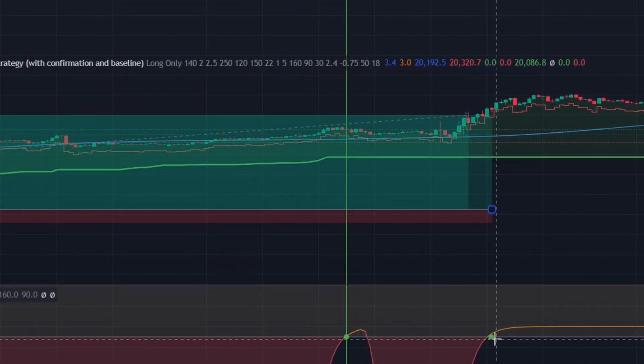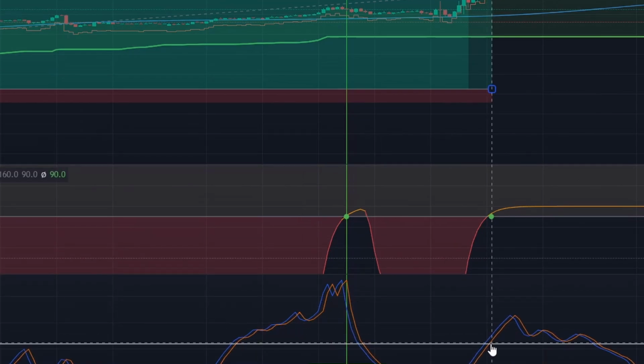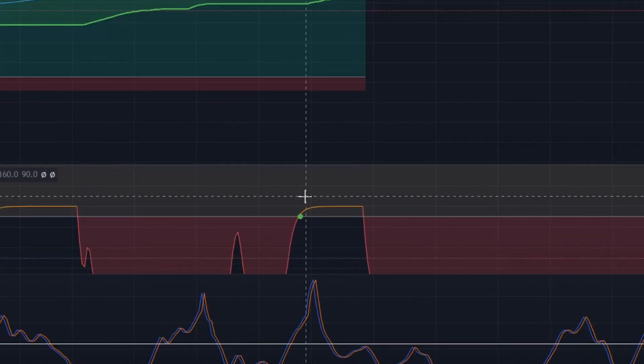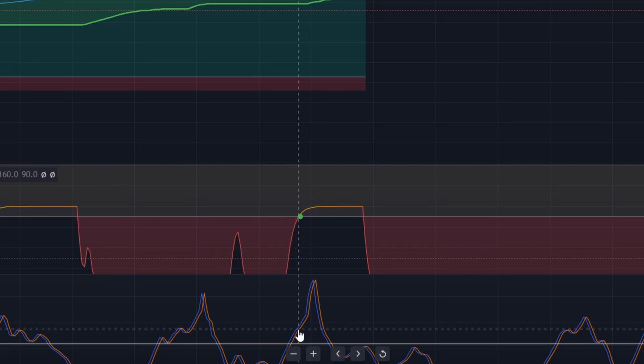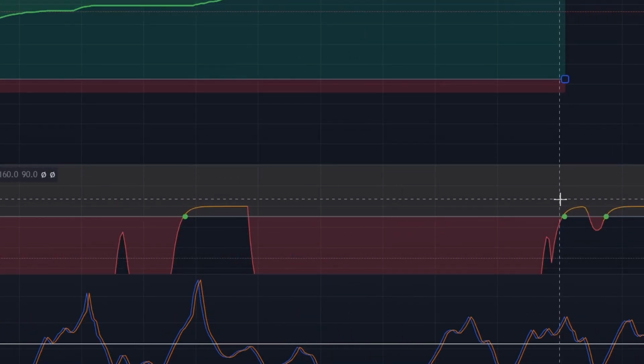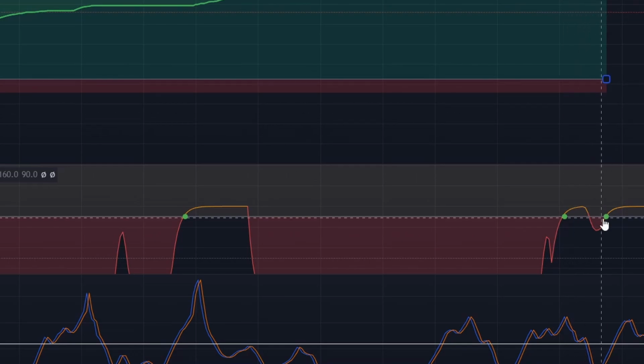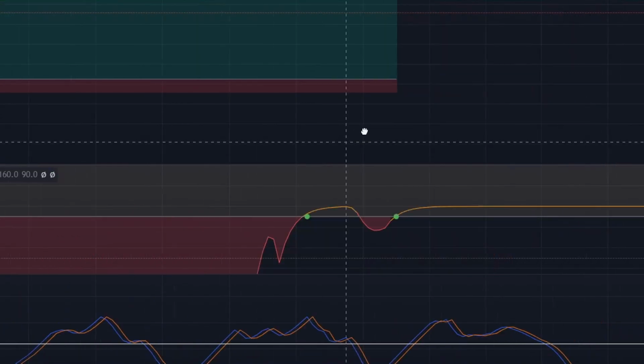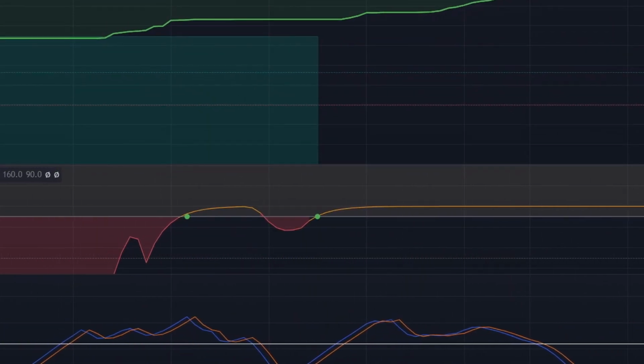Here's another green dot, but right out of the gate we can see that the Fisher transform is not allowing this entry. And here is the next green dot, but again the Fisher transform does not agree. The same case with this green dot. But here we might have another very long entry signal. Let's take a closer look.